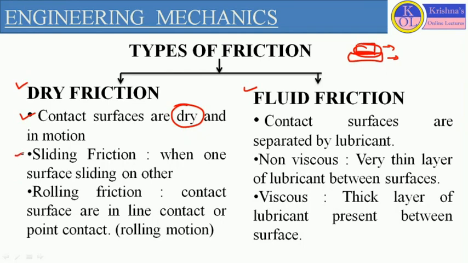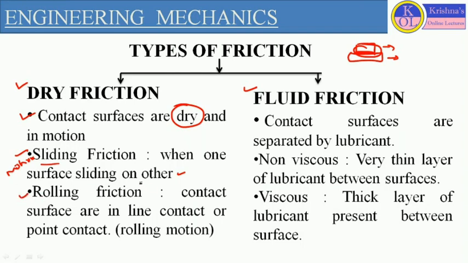Now it is divided into two parts: sliding friction and rolling friction, and this depends on the exact motion between two bodies. Sliding friction is present when two bodies have sliding contact, or when one surface is sliding on another. The friction which is present at the contact surface is representing the sliding friction. Now the second one is rolling friction.